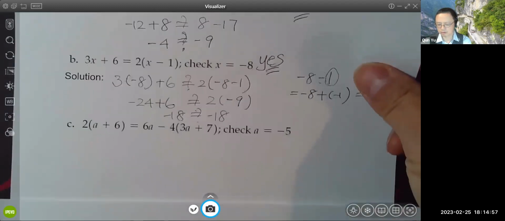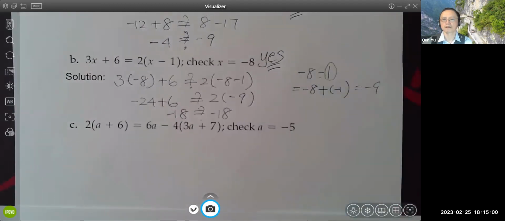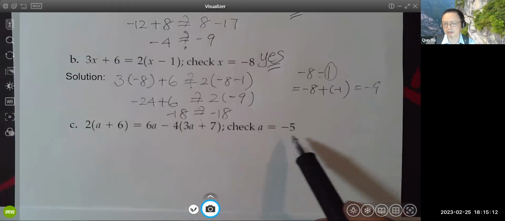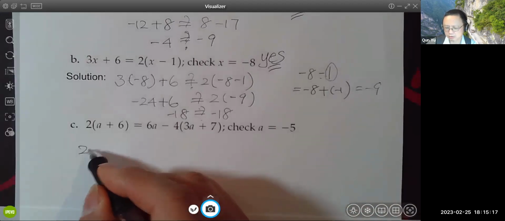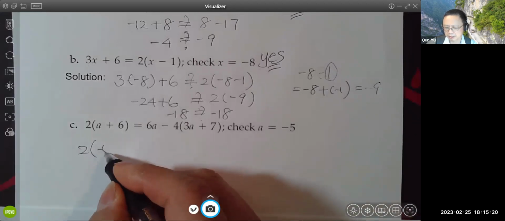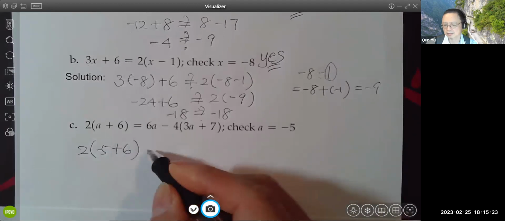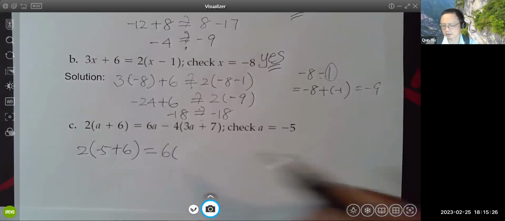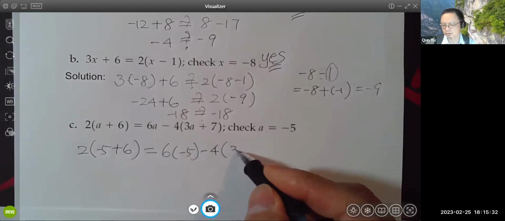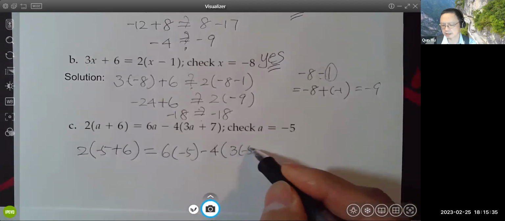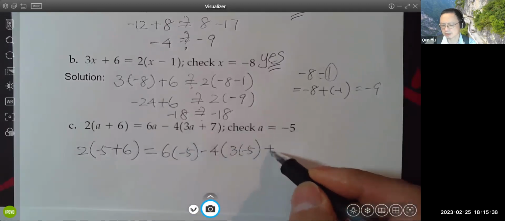I guess we have one more example here. Just a little bit more complex in terms of the kind of equation we have, but the process is still the same. We want to plug in this a equals -5 to see if it makes this equation true or not. So on the left-hand side, 2 times parentheses, -5 plus 6. On the other side, we have 6 times -5, that minus 4 times parentheses, 3 times a, which is -5. I need parentheses here. Plus 7.